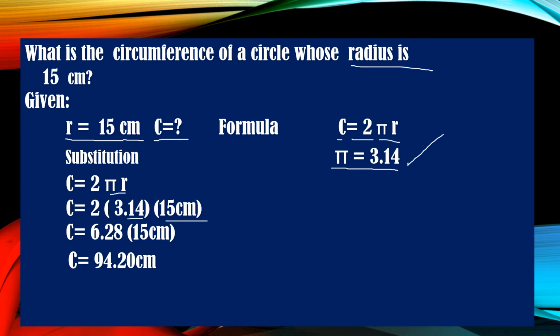So, multiply 2 times 3.14, that is 6.28. Then you multiply 6.28 by 15 centimeter, and the answer is 94.20 centimeter. Okay? Is that clear? If the given is the radius, the formula is circumference is equals to 2 pi r.